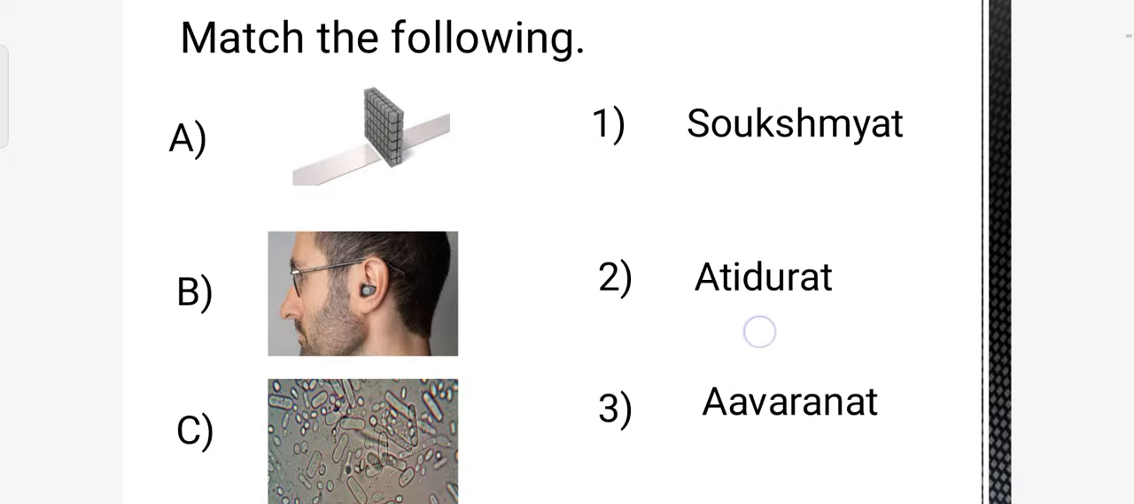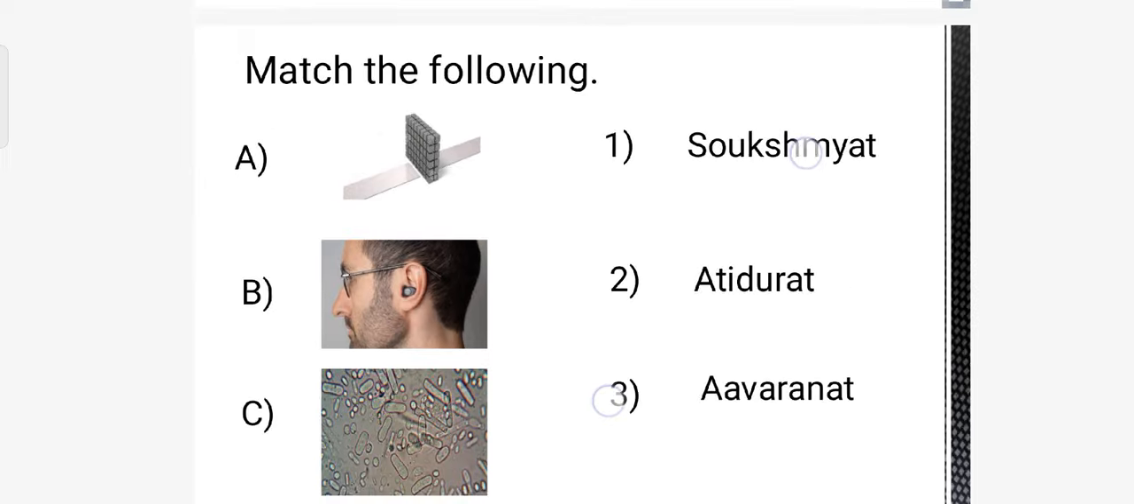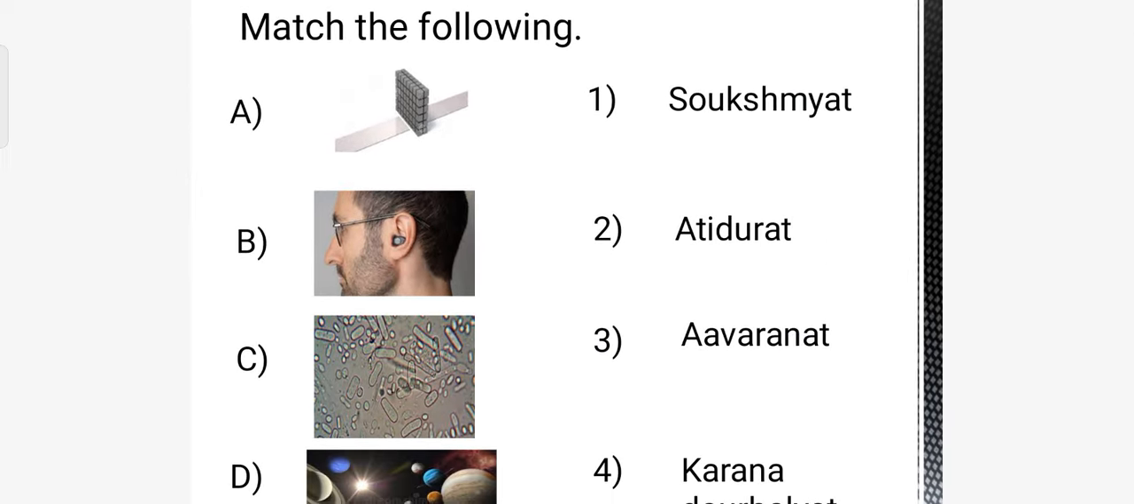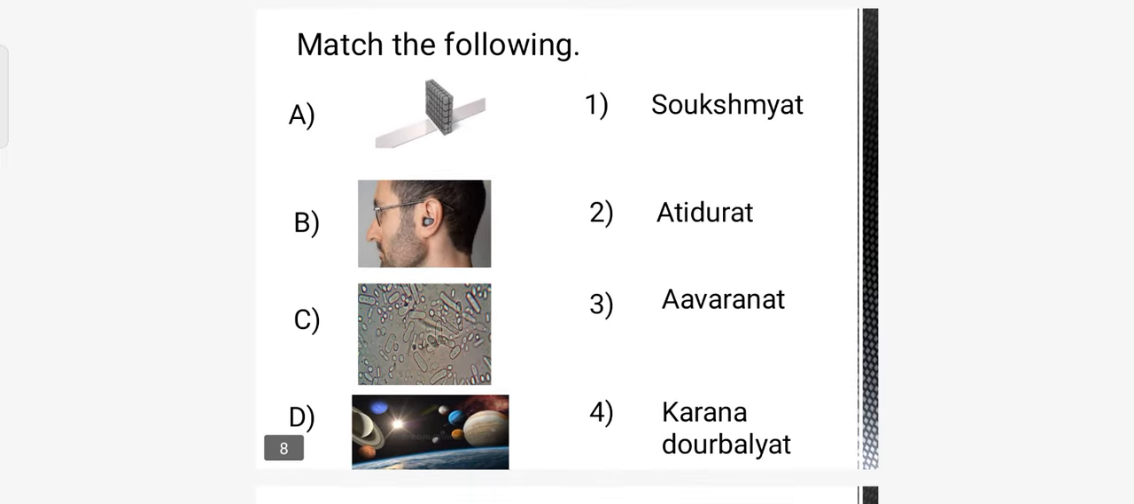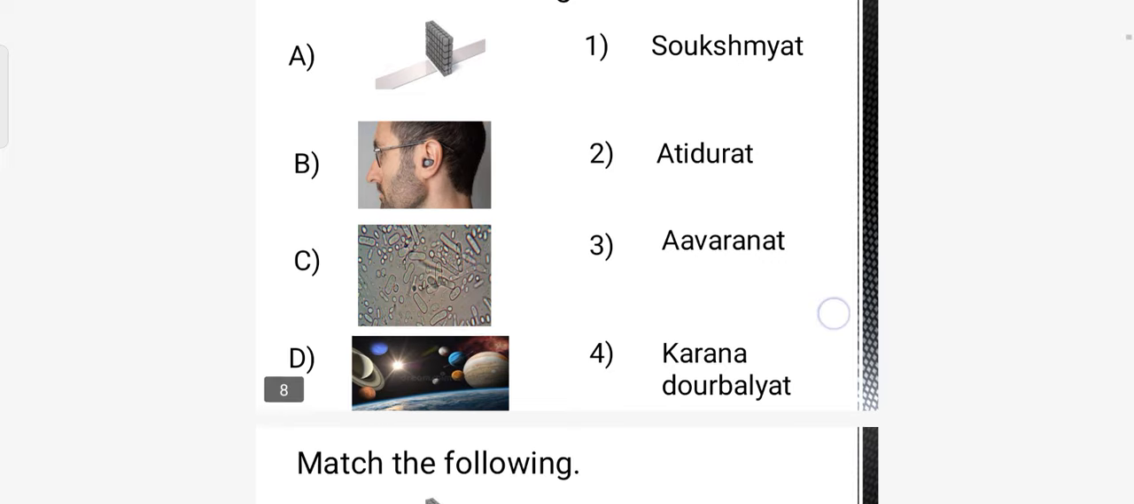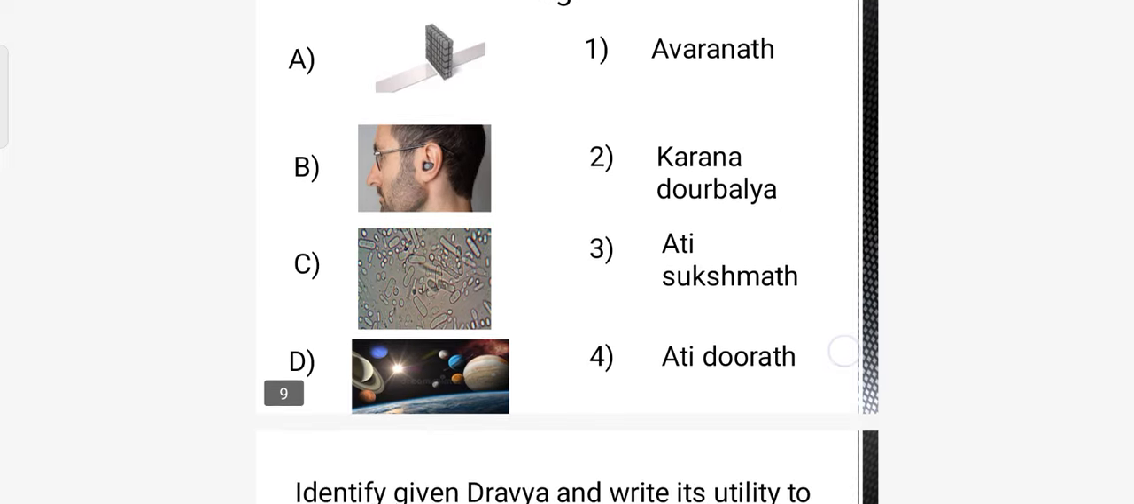So moving on to the next one, Pratyaksha Badhakara Bhava. They might try to give a match the following or any other form. Something like this: you are supposed to match. Then the expected answer would be: the first one being the Avarana, the second one being the Karana Daurbalya, the third one Ati Sukshma, and the fourth one being the Ati Durat.